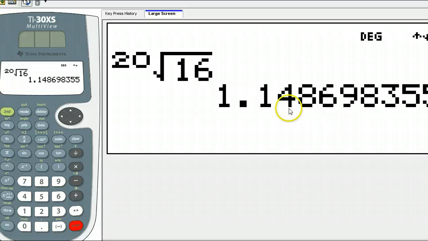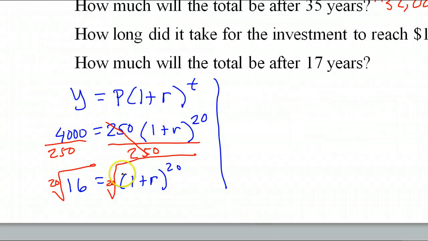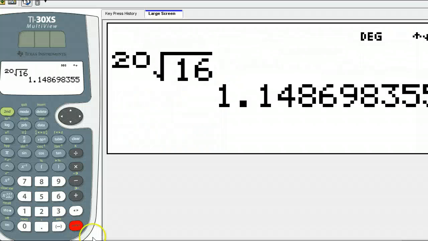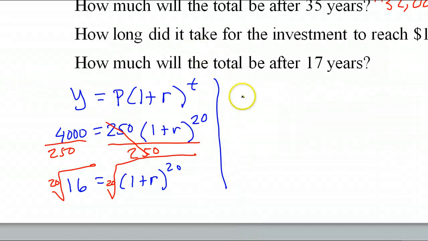Yeah, hang on to that in your mind. I really do not want you to round this, okay? So just leave that on your screen for a second. All right, so I've got this crazy decimal. It's like 1.14, etc. So I've got 1.14 dot dot dot. I'm putting dot dot dot because I don't want you to round it. And then that's going to equal 1 plus r.